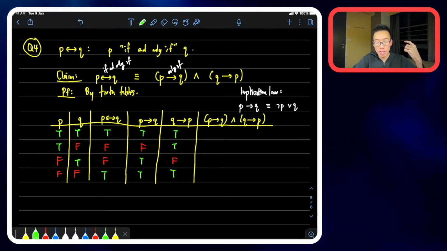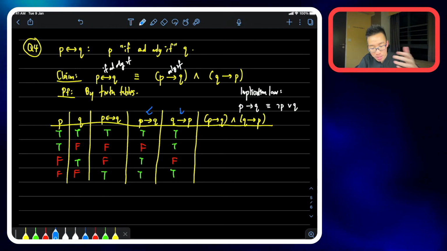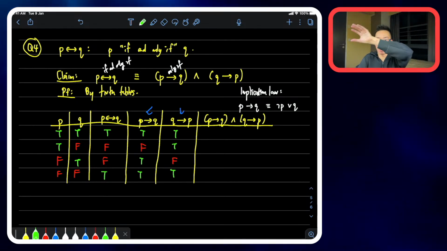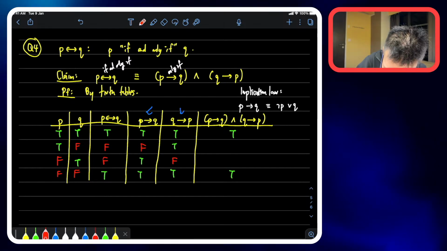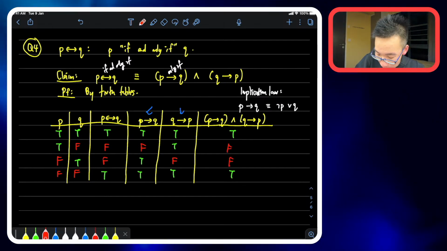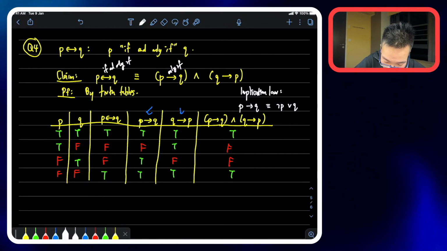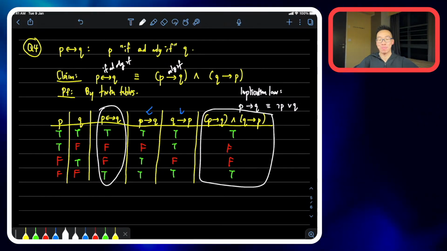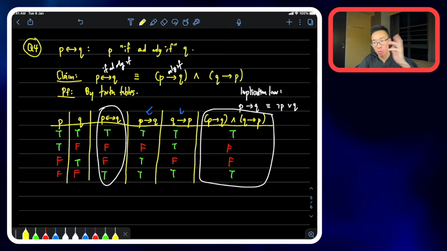Finally, we need to consider the conjunction of these two columns, which can only be true when both constituents are true. It's false otherwise. And let's check that we do get the same truth values for these columns. I believe there is another method. You could try that if you wish. It might take a little bit more effort, but it's doable.